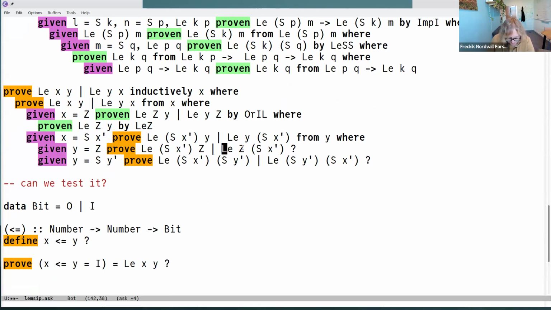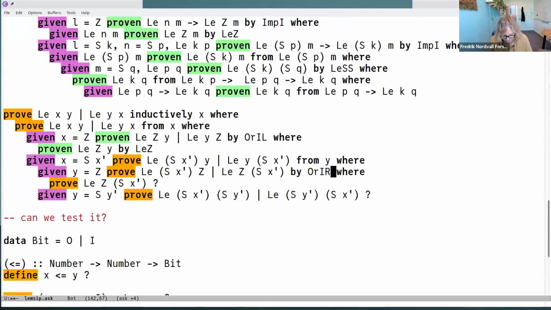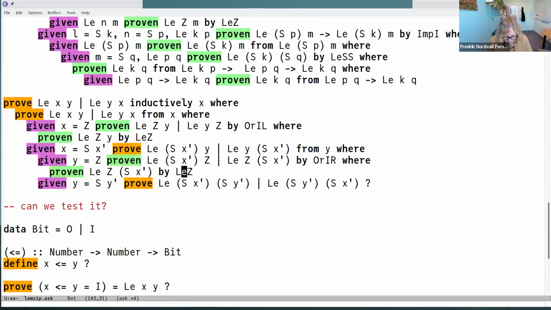Well, here again, we are in a good case, where we are asked to prove something we know is just true, that 0 is less than something else. So I'm going to go right, and then use the rule I have for showing that 0 is smaller than anything. Okay, and then I'm left with this case.